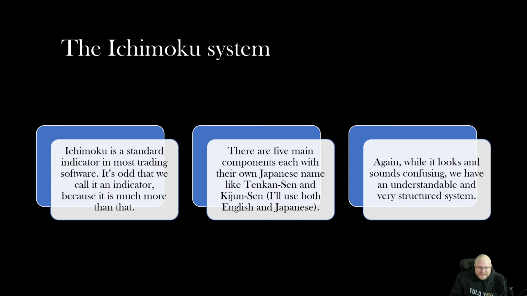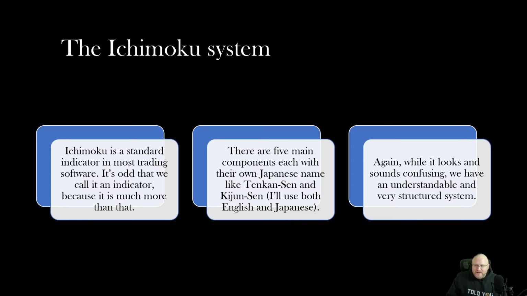The Ichimoku Kinko Hyo system is that. It's always weirded me out ever since, and I didn't know any better either until I learned more about it. But the Ichimoku system is not an indicator. It's several indicators making up a full system. I generally use the Japanese names for the different parts of it, but I try to remember to use the English names too.